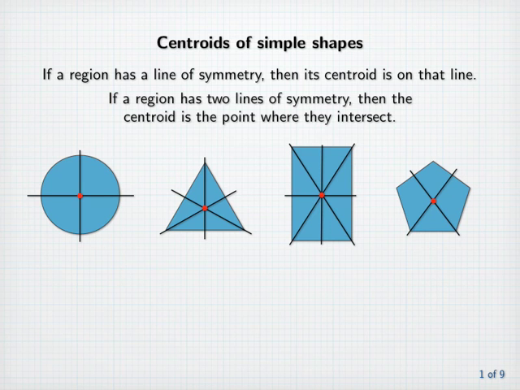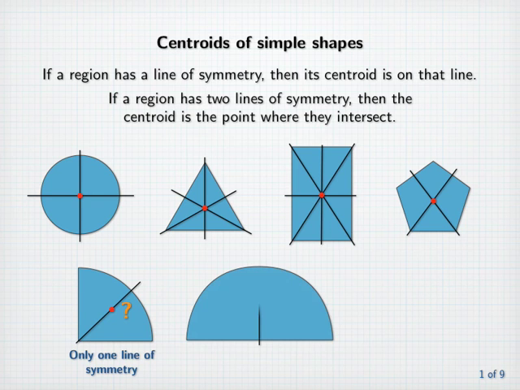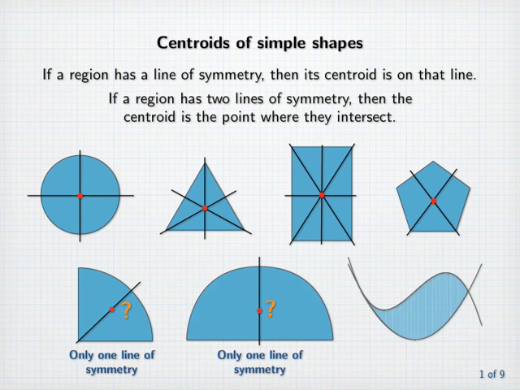We are more concerned, however, with less regular regions. A quarter disk, for instance, has only one line of symmetry. The centroid is somewhere on that line, but it's not obvious exactly where. Likewise for a half disk. A region between two curves, such as this, likely has no line of symmetry. Yet it will have a centroid, and we'd like to learn how to compute it.